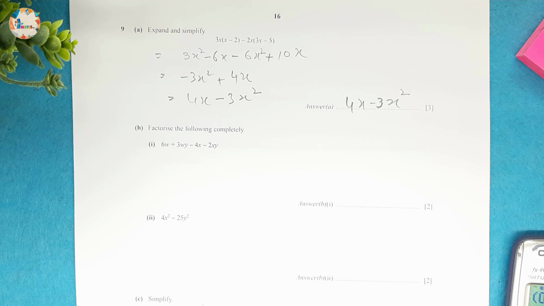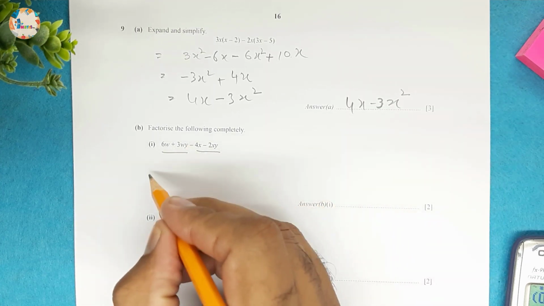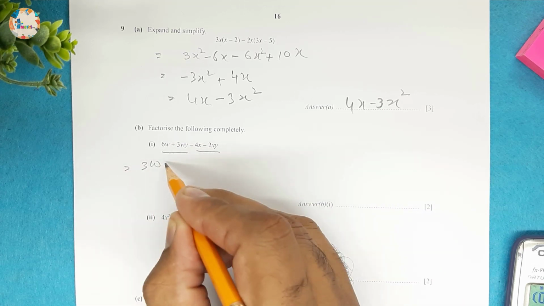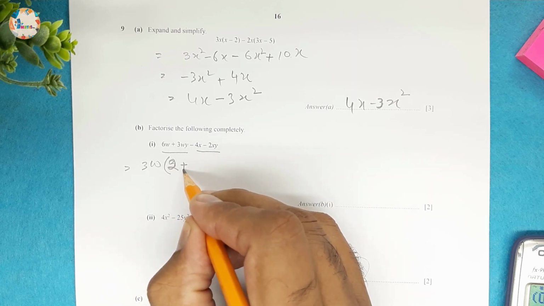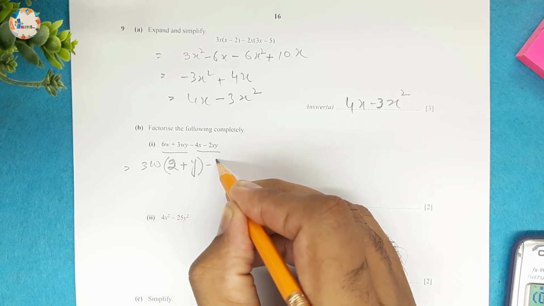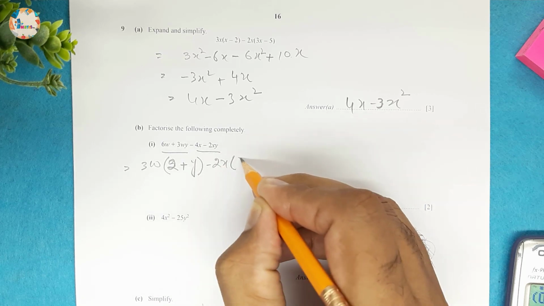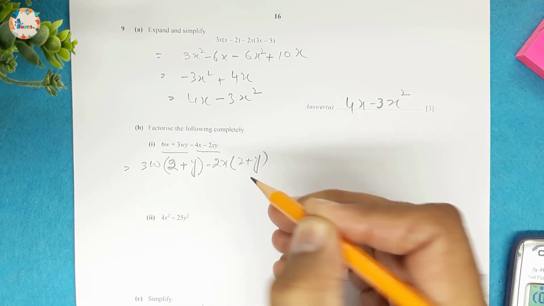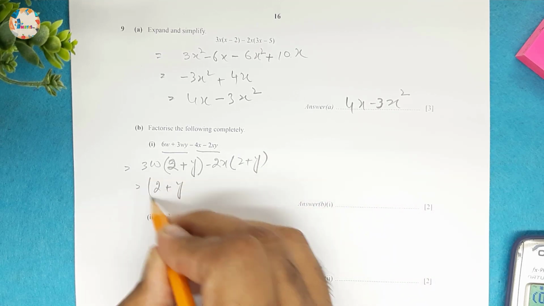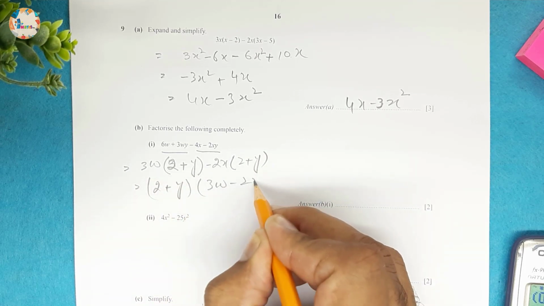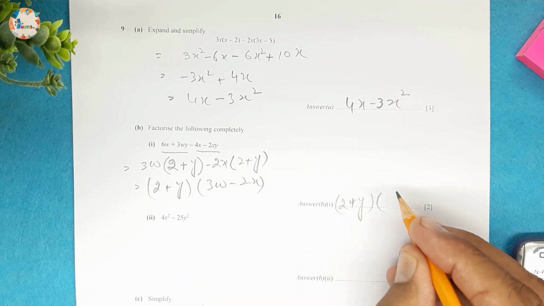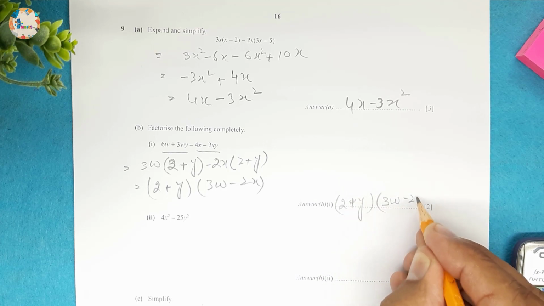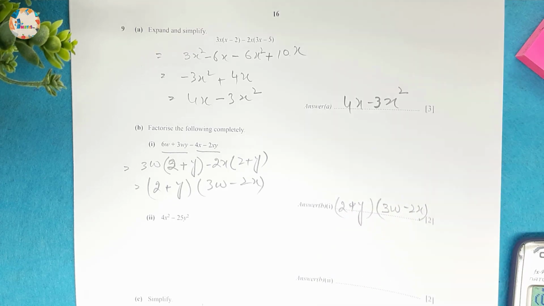Then factorize the following completely. We have to make pairs. Then we can take 3w common from the first two, and it will be 3w plus y, and minus 2x we can take common from the second two, so it will be 2 plus y. The answer will be 2 plus y and 3w minus 2x. So 2 plus y, and second pair will be 3w minus 2x. This will be our answer.